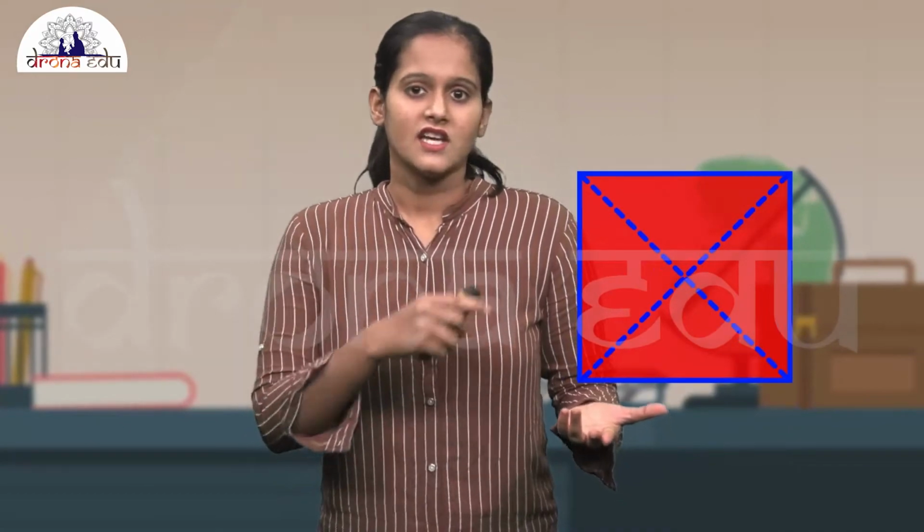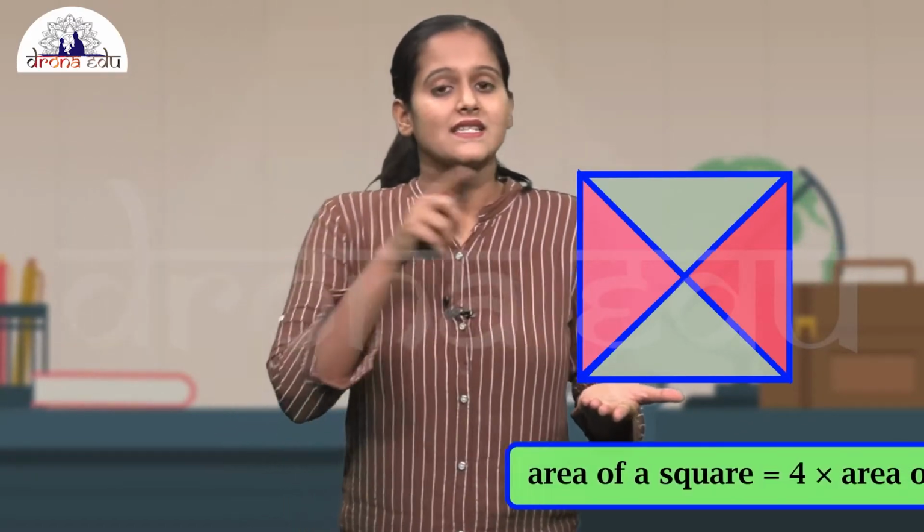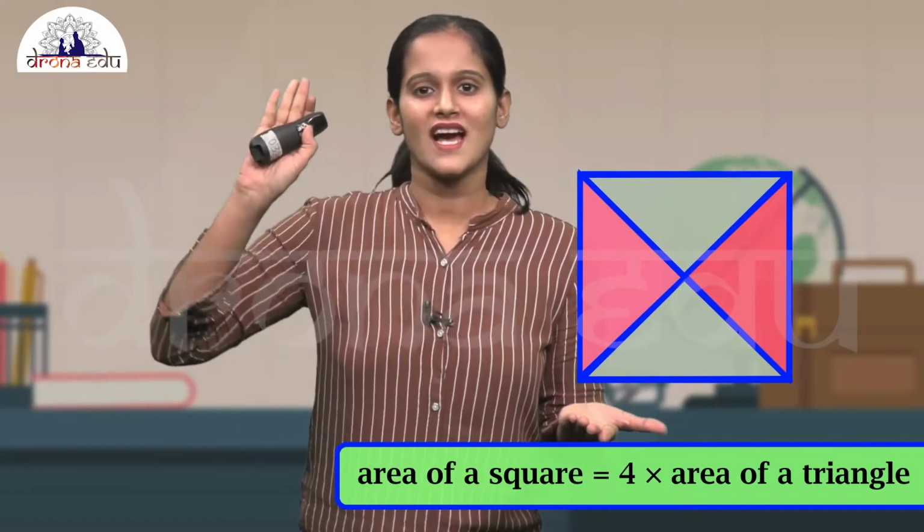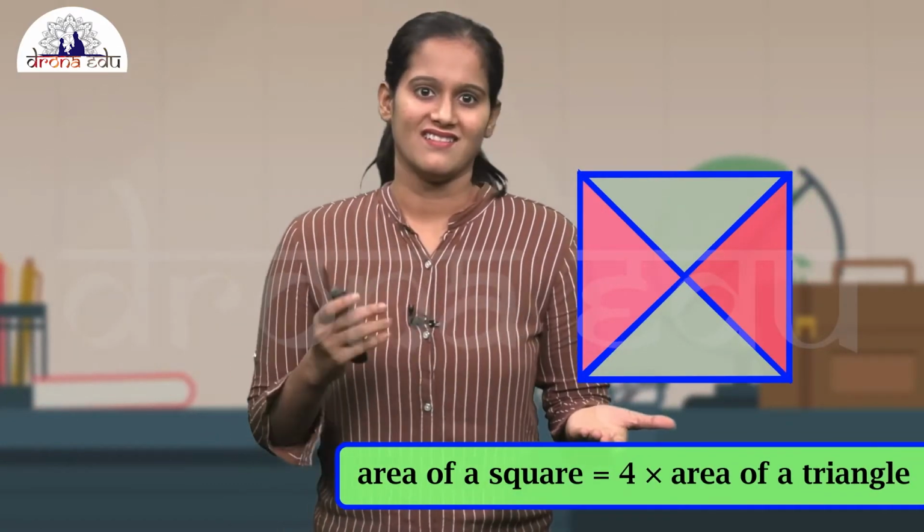For the square. So we completed the triangle, right? Now let me take the square and let us draw the 2 diagonals for the square. Here if you observe, there will be 4 small triangles in this square. All these 4 triangles will be of equal dimensions and hence they are congruent. So all 4 triangles will be of the same area. Therefore we can say that the area of a square is equal to 4 times the area of a triangle.